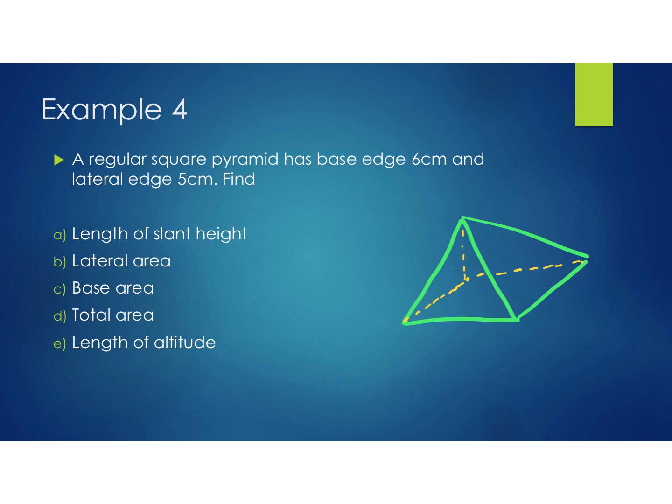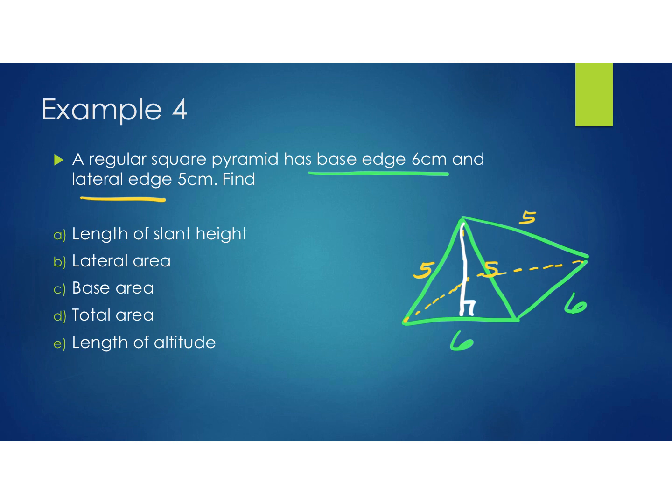Notice it's telling me that the base edges are all 6, but it's giving me a lateral edge, which are these going down the sides. These are the lateral edges, and they're 5 centimeters each. The first question wants me to find the slant height. Remember, the slant height is this segment that goes down the side of the triangle. And again, you could pick whichever one you want.